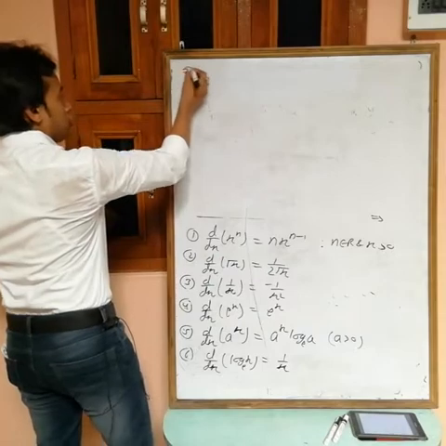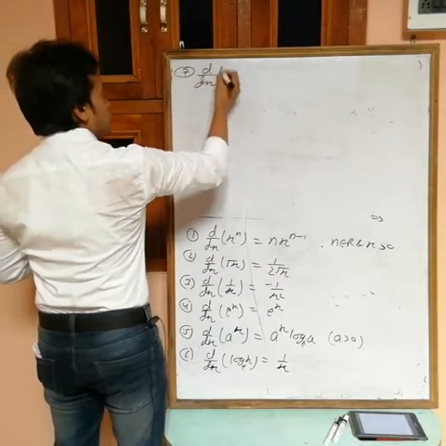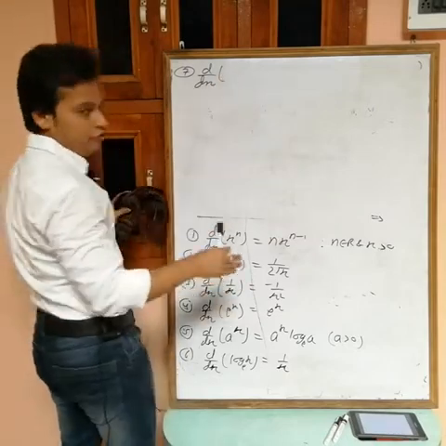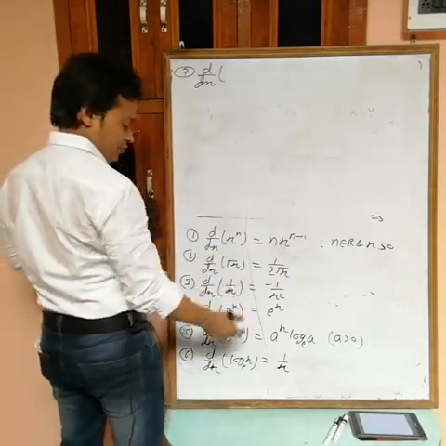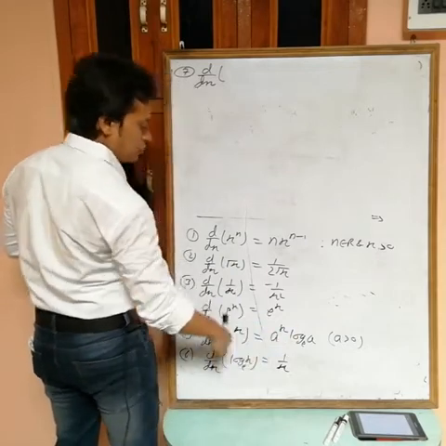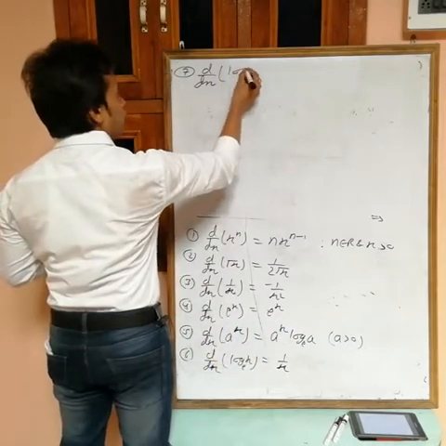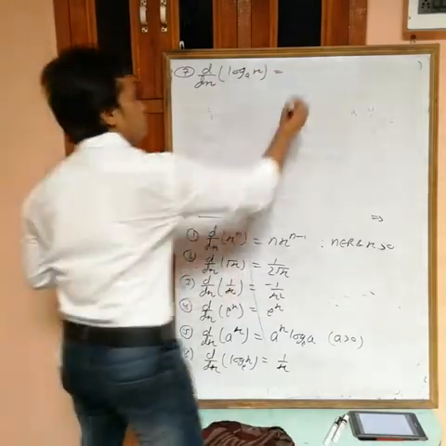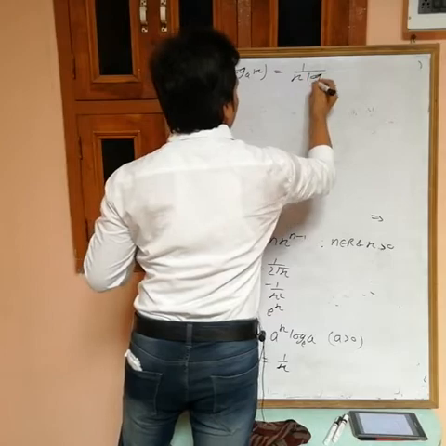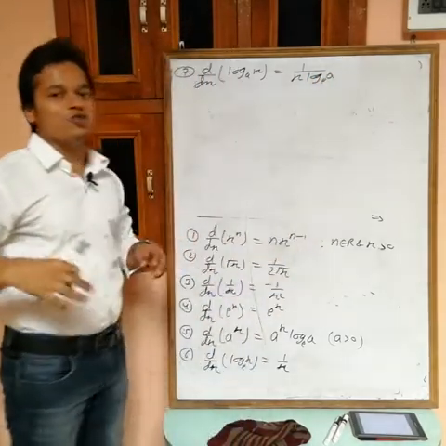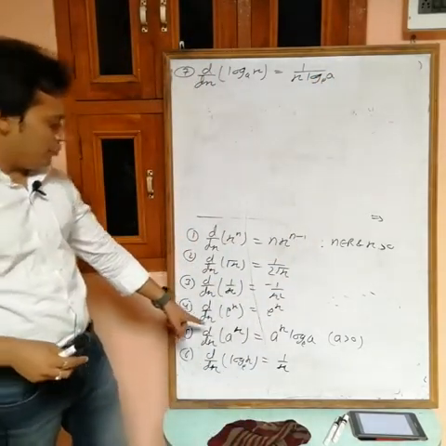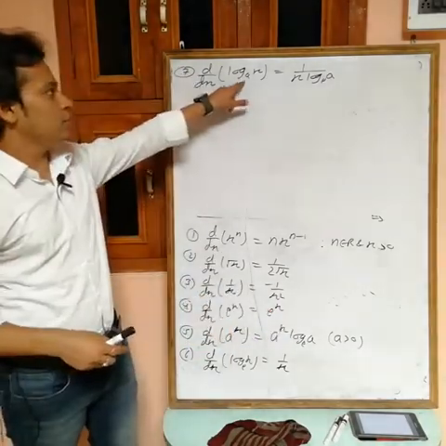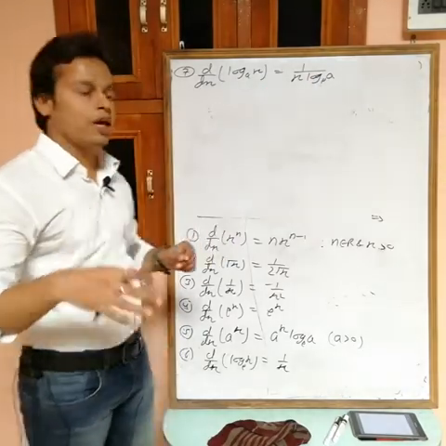Seventh one, d by dx of log e x. When base is e then differentiation is 1 by x, where again logarithm is defined, so x must be positive. And differentiation of log a x, if base is not equal to e, then differentiation is 1 by x into log e a. It means multiply x with log e a. Same in this one, if base is not e then multiply a power x with log e a. If base is not e then multiply x with log e a. So 1 by x into log e a.